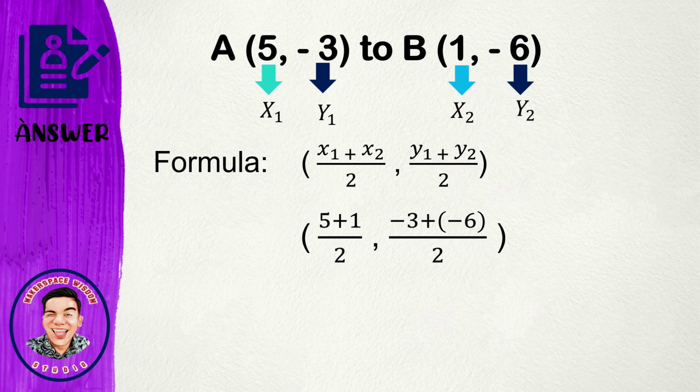Substituting it in the formula, we have our x sub 1 is 5 plus x sub 2, which is 1, all over 2, and our y sub 1 is negative 3 plus our y sub 2, which is negative 6, all over 2. Solving 5 plus 1, that is equal to 6 over 2, and negative 3 plus negative 6, that is equal to negative 9 over 2. Reducing 6 over 2, we come up with an answer of 3 and negative 9 halves.